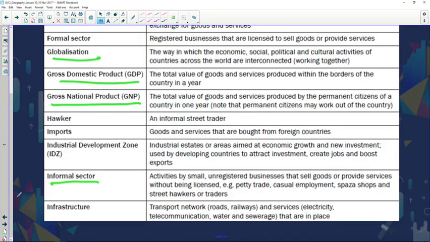Infrastructure, this is transport networks, roads, railways, services like electricity, water and sewage. We need this. That's the reason we pay tax. We need water, we need electricity. For a company to be productive, we need electricity. And that's the reason we pay tax.